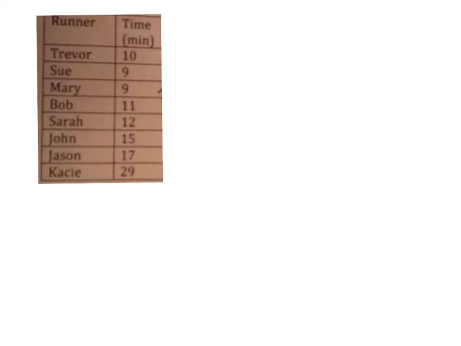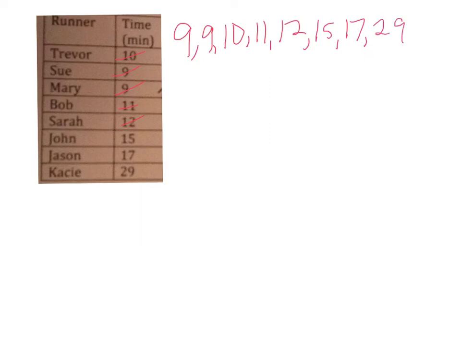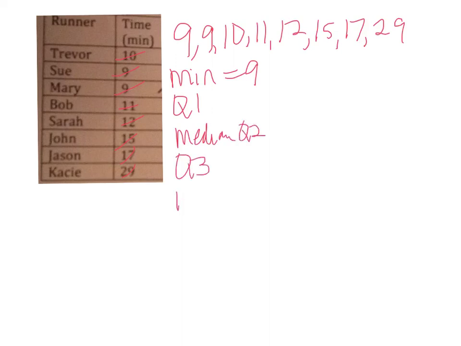All right, so this is running. This is the time in minutes. So first thing, we're going to list our numbers in order. So we have 9, 9, 10, 11, 12, 15, 17, and 29. All right, so we have our min, our Q1, our median, which remember is also Q2, our Q3, and our max.